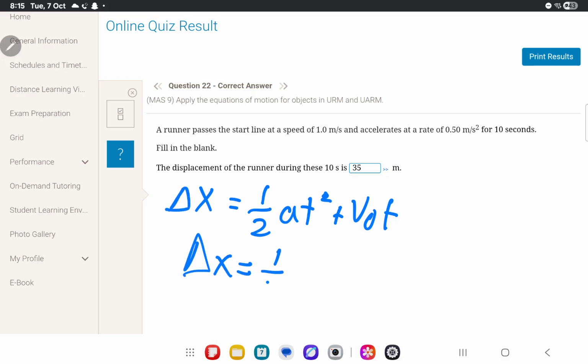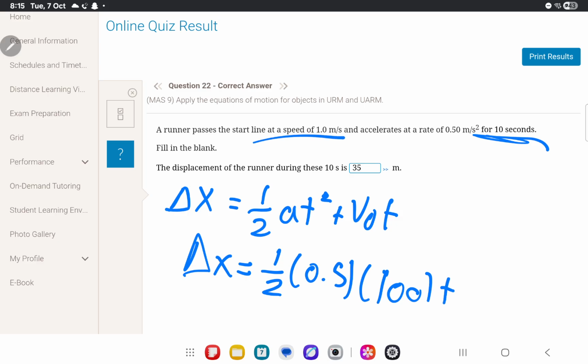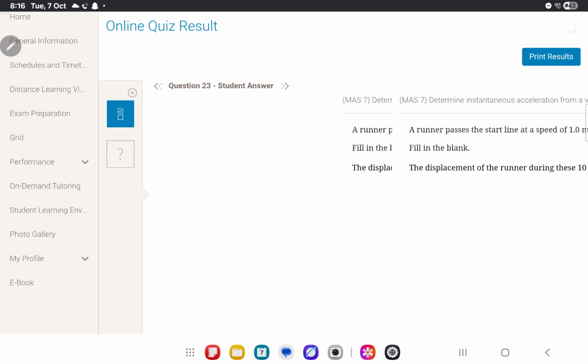Delta x is equal to half times a, which is 0.5, times t squared, which is 10. 10 is t, so 10 squared is 100. I'm doing it directly. Plus v0, v0 is 1. And then t is 10. So this is going to be half times half, which is 0.25, times 100 plus 10. 35 meters. Done.